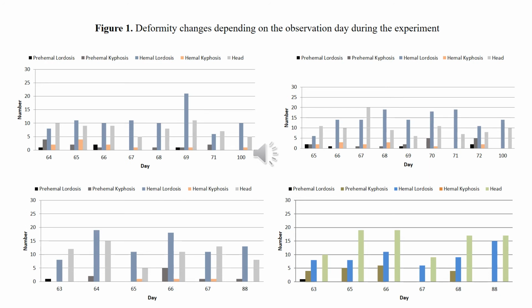In C3-1, the third group, the frequent deformities were analyzed to be head deformation, lordosis in the hamal region, and kyphosis in the prehamal region. In addition, lordosis was seen in the prehamal region on the 60th day. Kyphosis wasn't found in the hamal region between days 63 and 88. In the larvae in the C3-6 group, the most frequent deformity types are lordosis and head deformity seen in the hamal region. It was followed by the anomalies of kyphosis in the prehamal region and lordosis in the hamal and prehamal region. Figure 1.